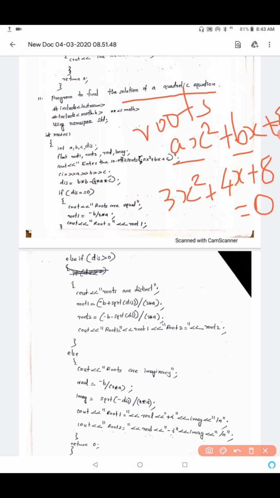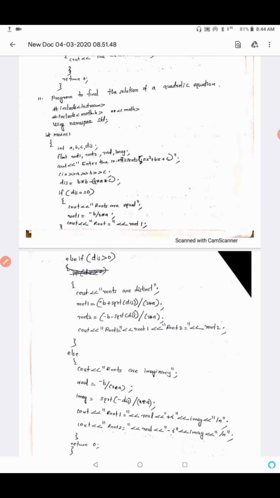Equation means this is equal to 0. So root of a quadratic equation means the x values for which this equation is satisfied. That is, for whatever value we are giving for x, this polynomial value becomes 0. So that x value is the root of the quadratic equation.